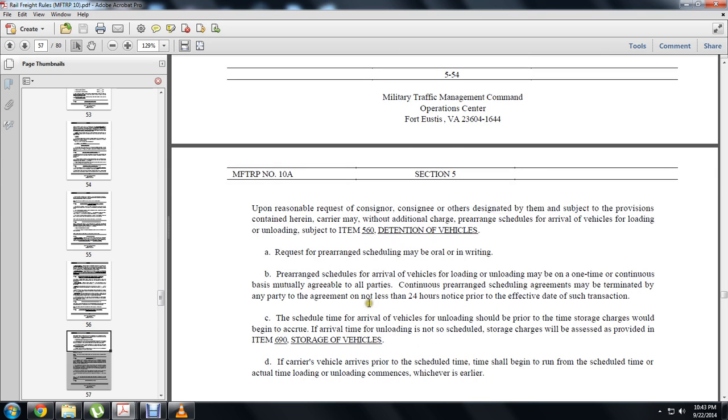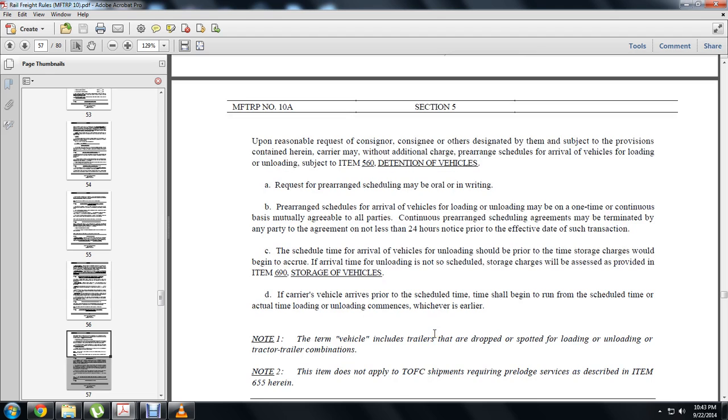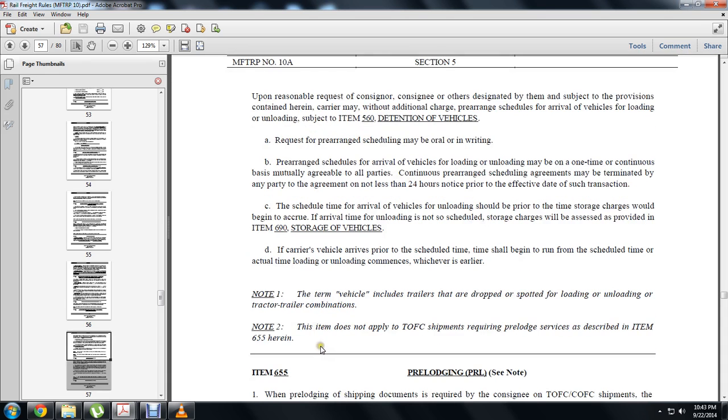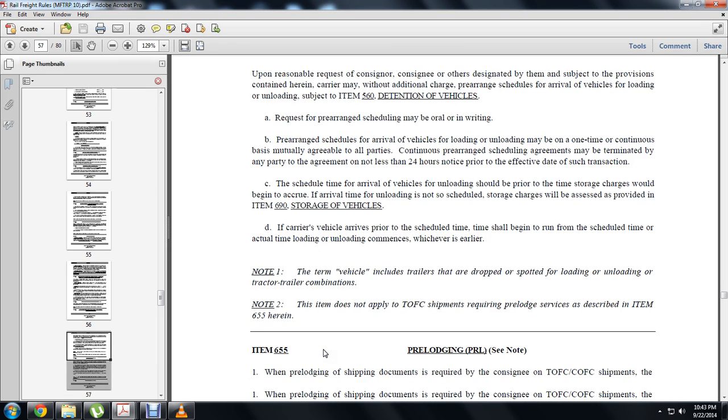If the scheduled time of arrival for unloading is prior to this time, storage charges will be assessed as provided in Item 690, storage of vehicles. If the carrier's vehicle arrives prior to the scheduled time, the time shall begin with the scheduled time or actual unloading commencement, whichever is earlier. Note 1: the term vehicle includes trailers as dropped off, spotted, and unloading tractor-trailer combinations. The term does not apply to TOFC shipments requiring the pre-lodge services described in Item 655 herein.